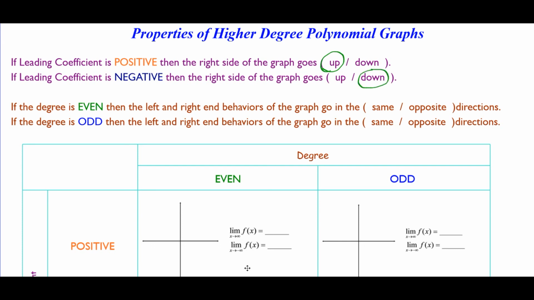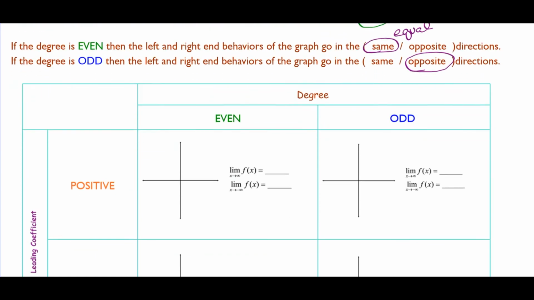If my degree is even, then the left and right sides go in the same direction, or you can think of this as equal directions. So even, E, equal, E. If the degree is odd, then my end behaviors go in opposite directions. So you have the alliteration to help you remember that there.